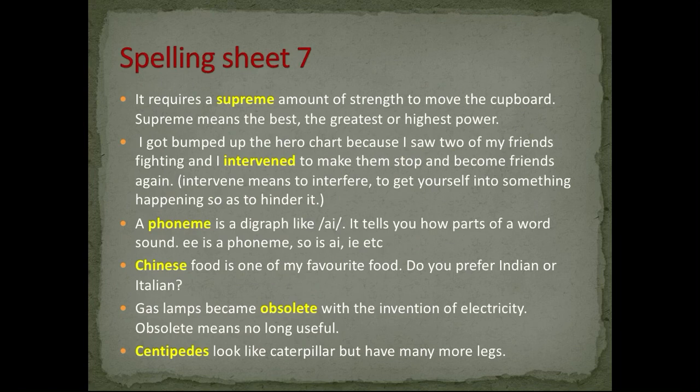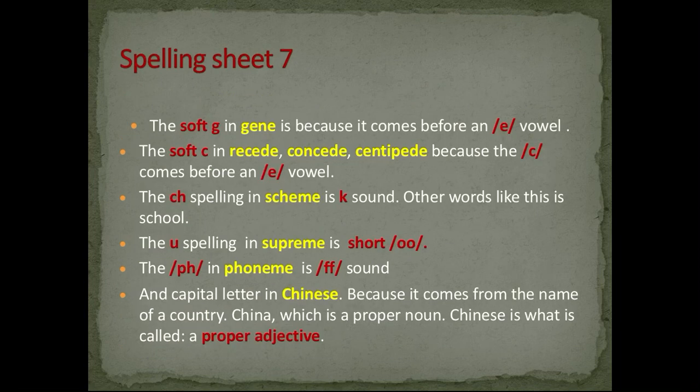Okay, so I have here a bit of information I want to pass on to you. The soft j in jean is because it comes before an e vowel. That's why it's jean and not geen, not ga, because there is an e after it, so it's jean. Also the soft s in recede, concede, and centipede is there because of the e vowel before. Okay, there is an e vowel, that's why we call it s. It's not k anymore, it's s.